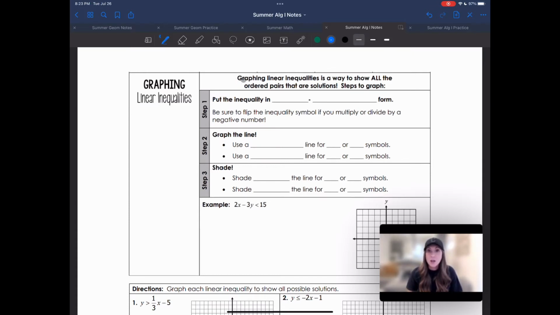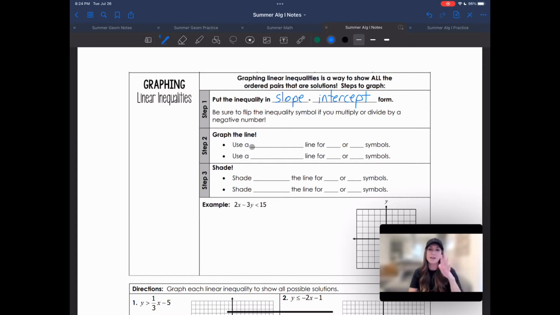Okay, so it says at the top here, graphing linear inequalities is a way to show all the ordered pairs that are solutions. And here are our steps to graph. Okay, we got step 1, step 2, and step 3. So first step is to put the inequality in slope-intercept form. If it's not already in slope-intercept form, sometimes it is. And remember, that's just your y equals mx plus b. Okay, and it does say be sure to flip the inequality symbol if you multiply or divide by a negative. So good reminder there.